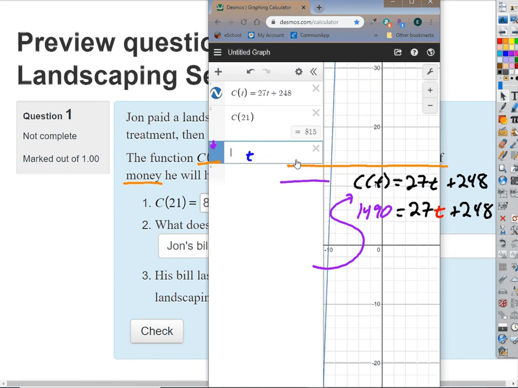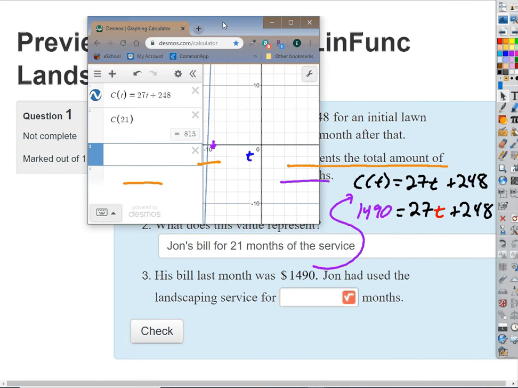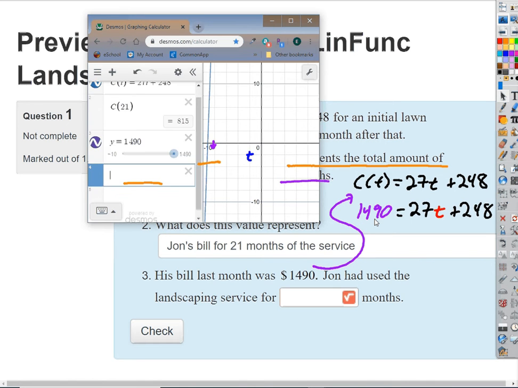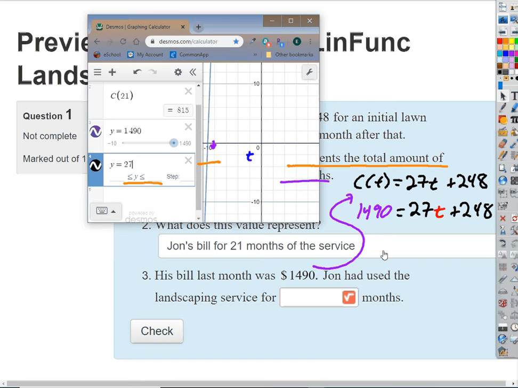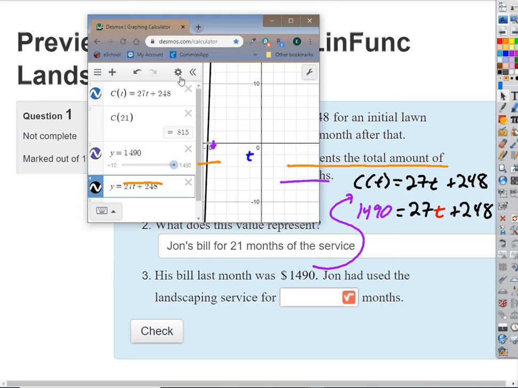I can come down here. In fact, I'm going to do that just so you can see how this works. Whenever we're solving an equation, we're just going to set the left side of the graph equal to Y. So I get Y equals 1490. And I'm going to set the right side of the equation equal to Y. Y equals 27T plus 248. Okay? And let's turn off all these other graphs up here.